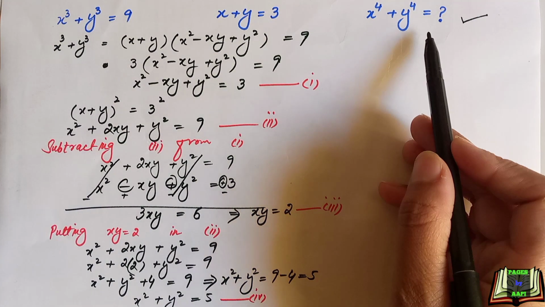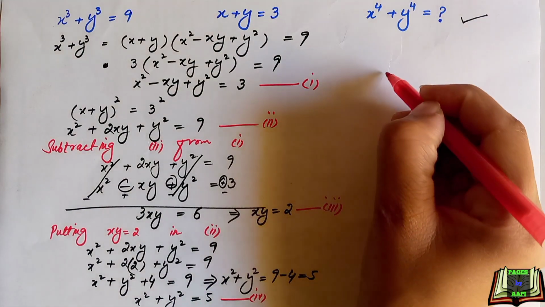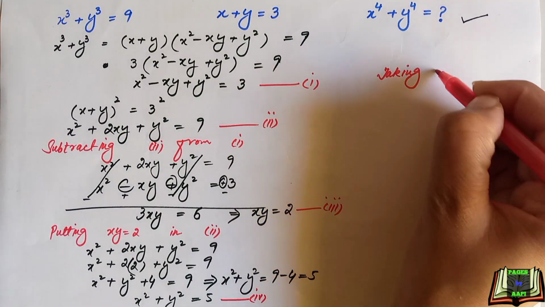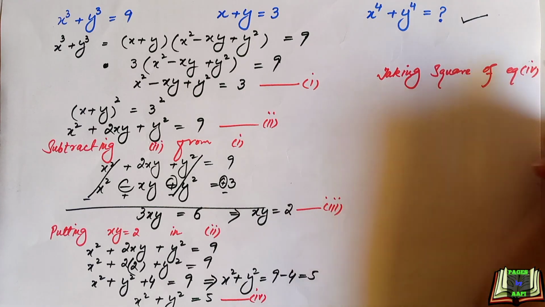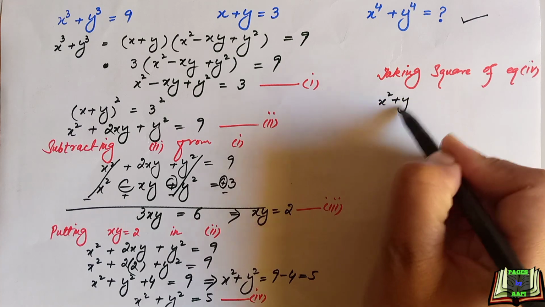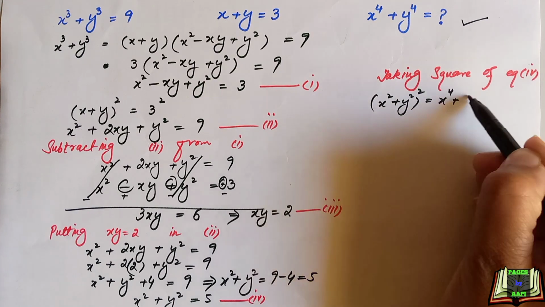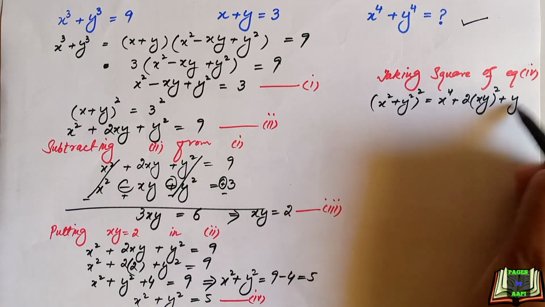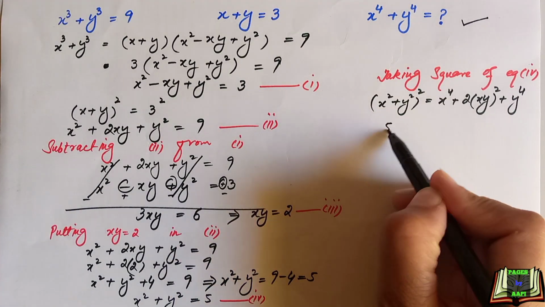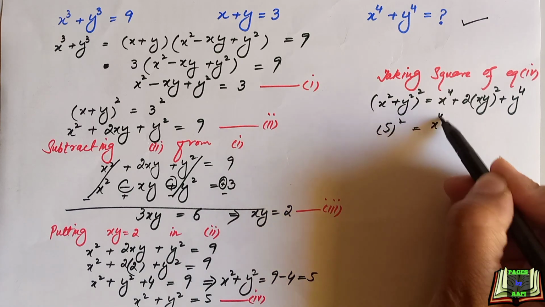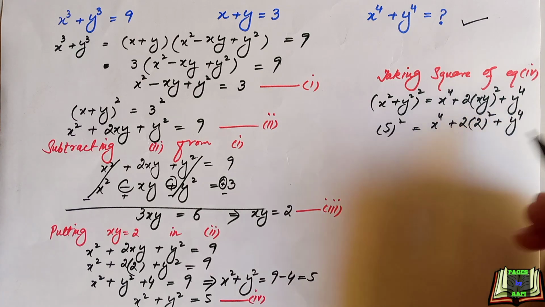We are near to our solution now. x^4 plus y^4 we have to find out, means we will take the square of x square plus y square. So if we take the square of equation 4, (x square plus y square) whole square is equal to x^4 plus 2(xy) whole square plus y^4. Now we will put in the values which we know: x square plus y square is given, and xy is also given, equal to 2 square.